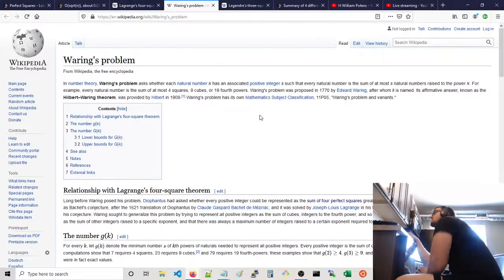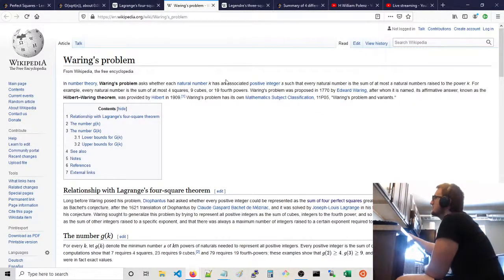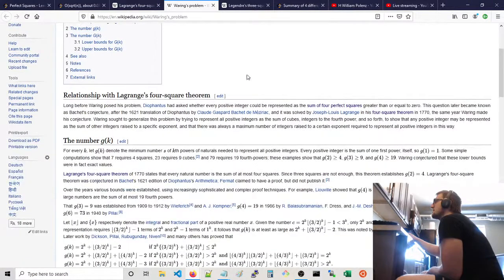Each natural number k has an associated positive integer s such that every natural number is the sum of at most s natural numbers raised to the power k. For example, every natural number is the sum of at most 4 squares, 9 cubes, or 19 fourth powers. Waring's problem was proposed in 1770. Its affirmative answer, known as the Hilbert-Waring theorem, was proved by Hilbert in 1909. Waring's problem has its own mathematics subject classification. Wow.